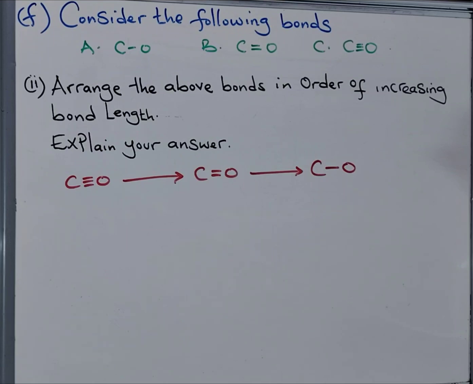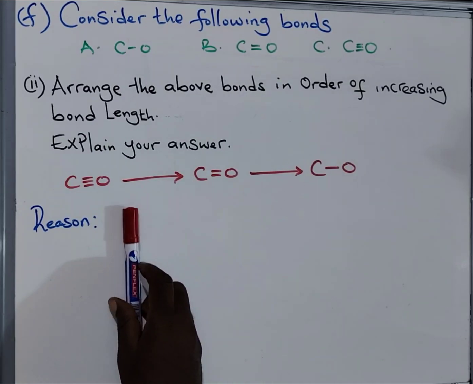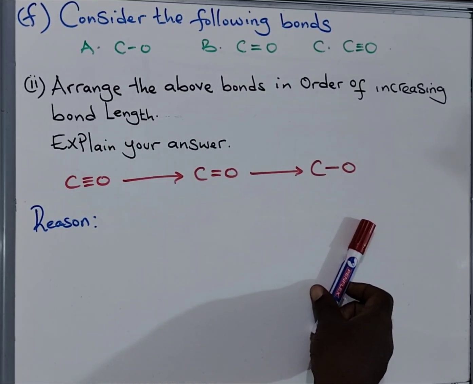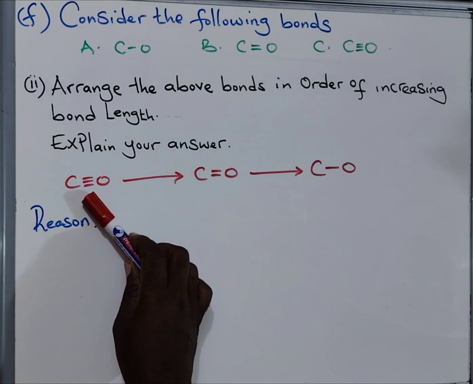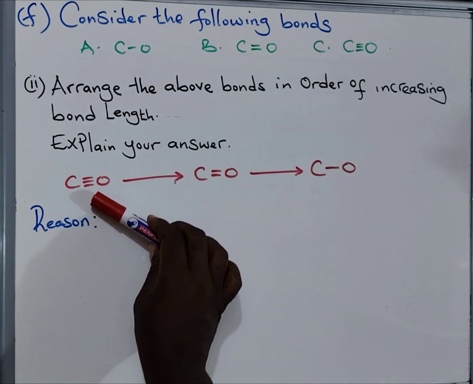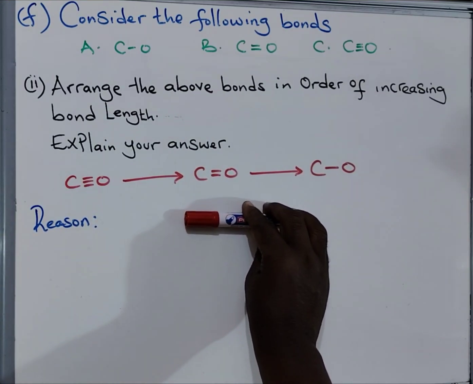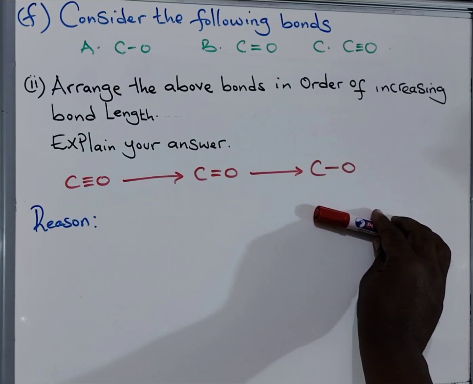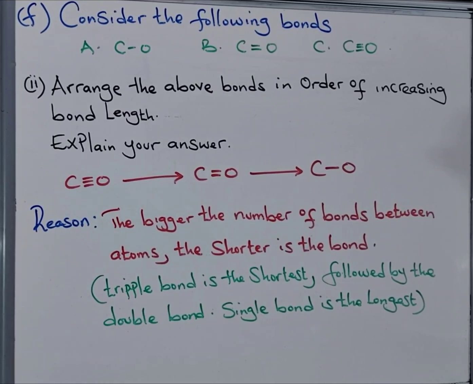What is the reason? The reason is that the bigger the number of bonds between the atoms, the shorter is the bond. So in other words, triple bond having many bonds is shorter compared to the double bond, and double bond is shorter compared to the single bond. Yeah, that is that.